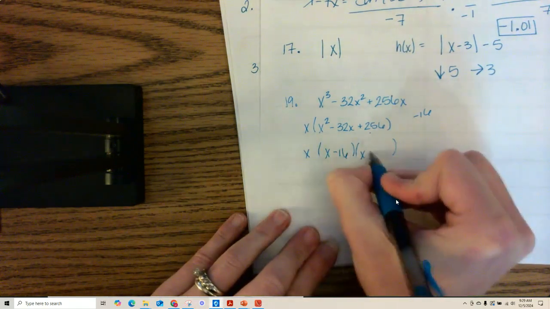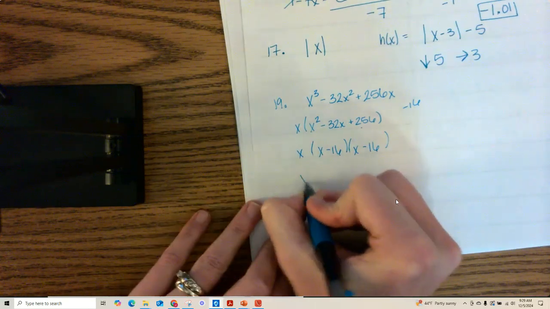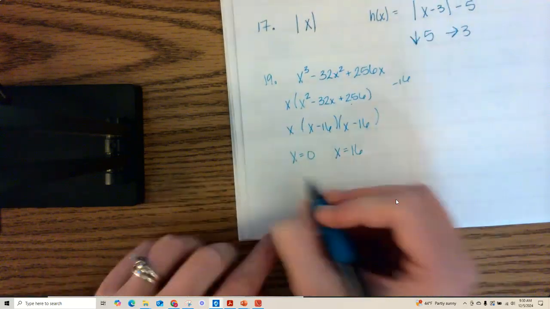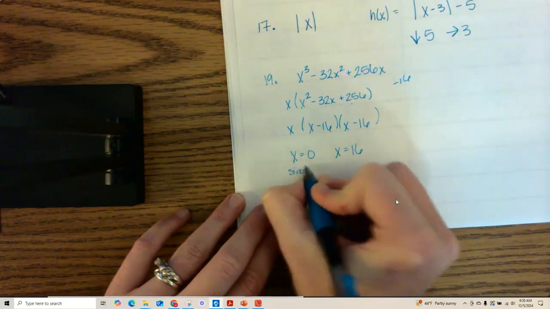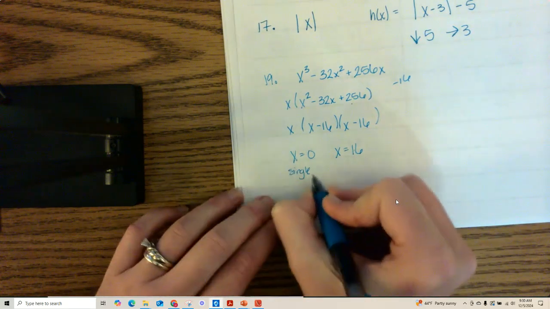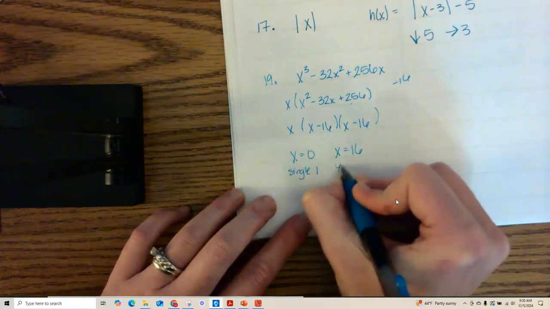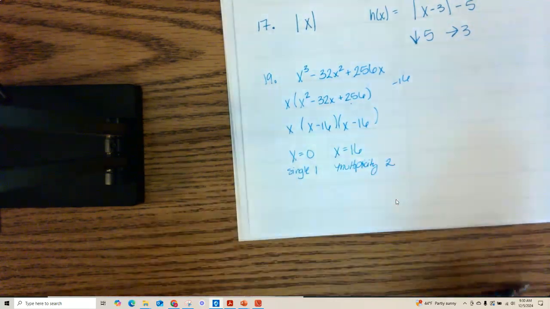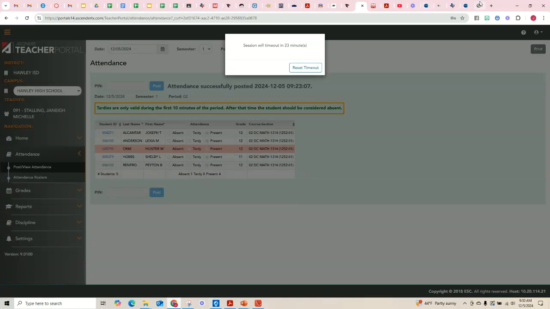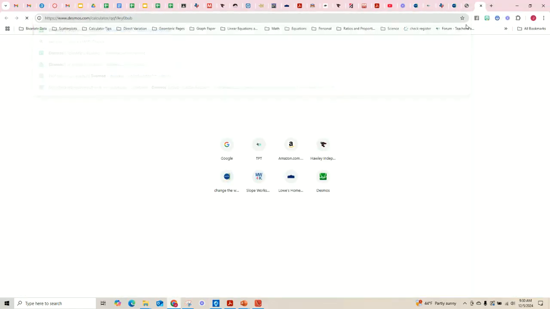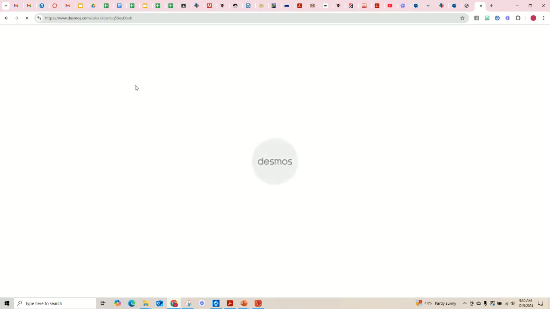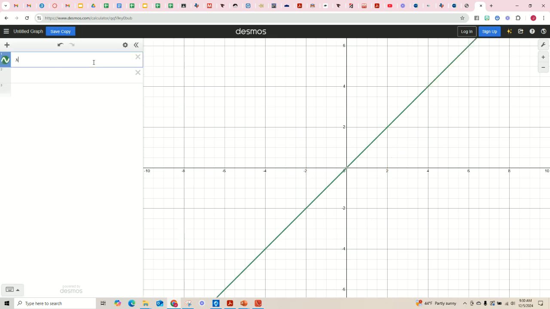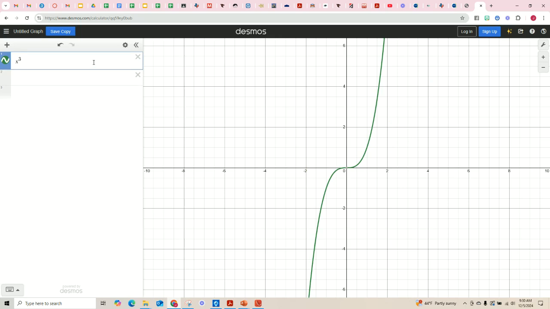So that means our factors, or our zeros, are x equals 0 and x equals 16. x equals 0 has single multiplicity, or a multiplicity of 1. x equals 16 has a multiplicity of 2. So what that means on the graph. So the zeros are 0 and 16, 2 zeros.